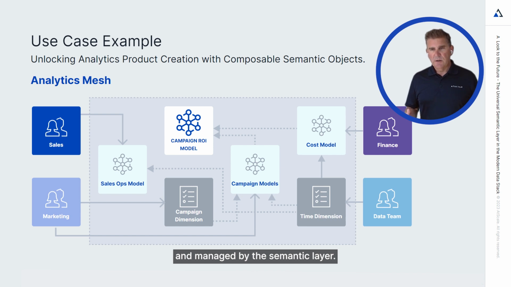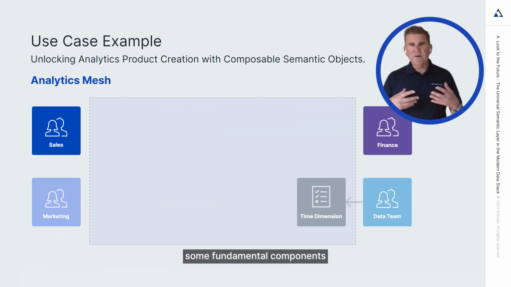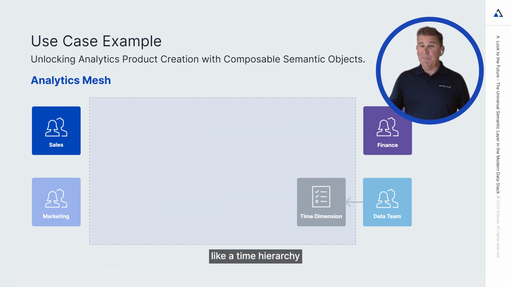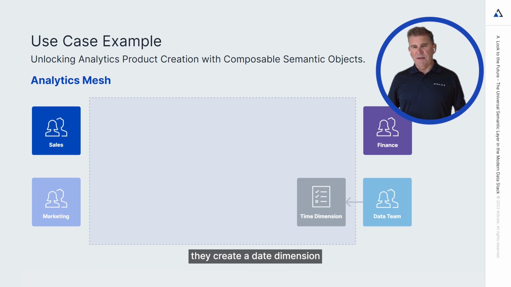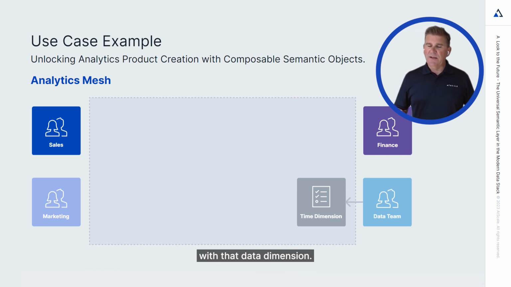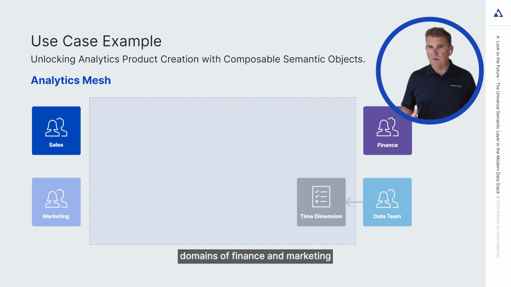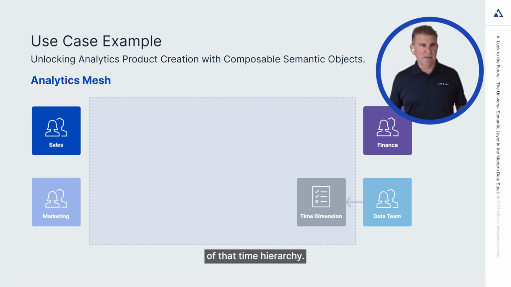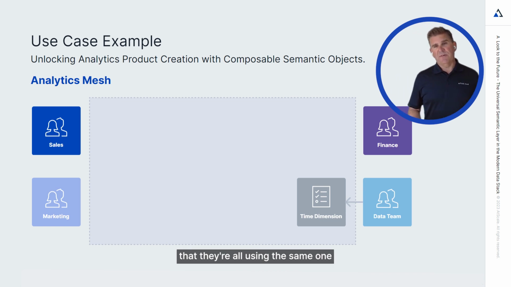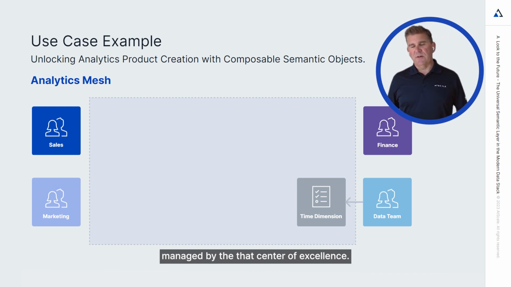by the semantic layer. So for example, the central data team may create some base objects, some fundamental components like a time hierarchy so that everybody's speaking the same language when it comes to days and time. And so you could see here they create a date dimension. And then you could see that with that date dimension, the other domains of finance and marketing and sales can now take advantage of that time hierarchy. So not only do they not have to create their own time hierarchy and time dimension, they can also be sure that they're all using the same one, managed by that center of excellence.